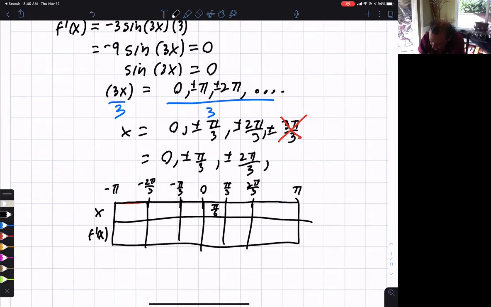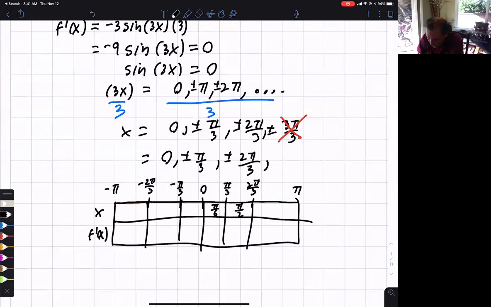I'm going to do pi over 2 is between, because pi over 2 is 3 pi over 6. That's 2 pi over 6, and that's 4 pi over 6. So 3 pi over 6 was pi over 2.